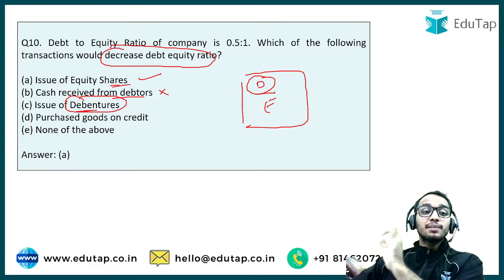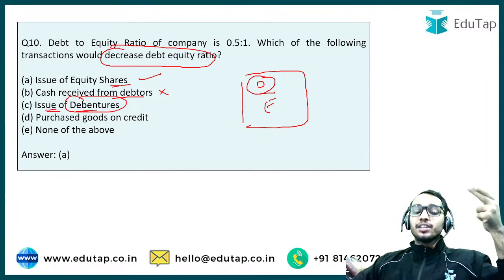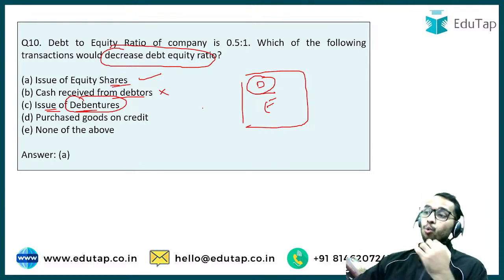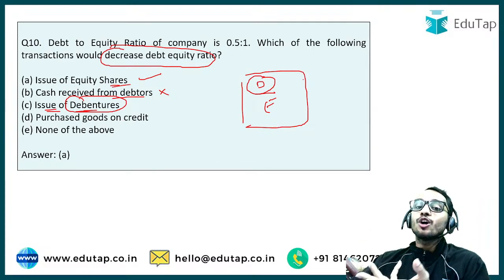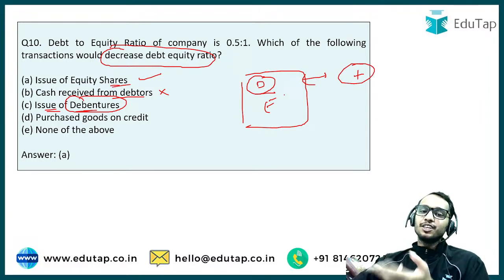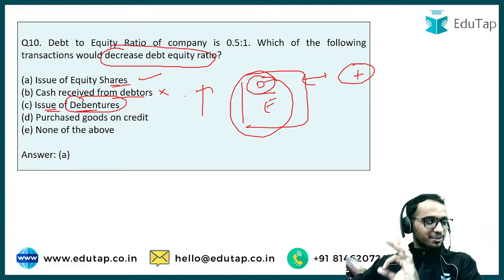So option C is going to increase the debt equity ratio. Are you getting the logic or not? When you have issued a debenture, a debenture is a form of debt, right? So your numerator is going to increase, so your debt equity ratio will be increased. Okay, so therefore some of you have given me the C answer.